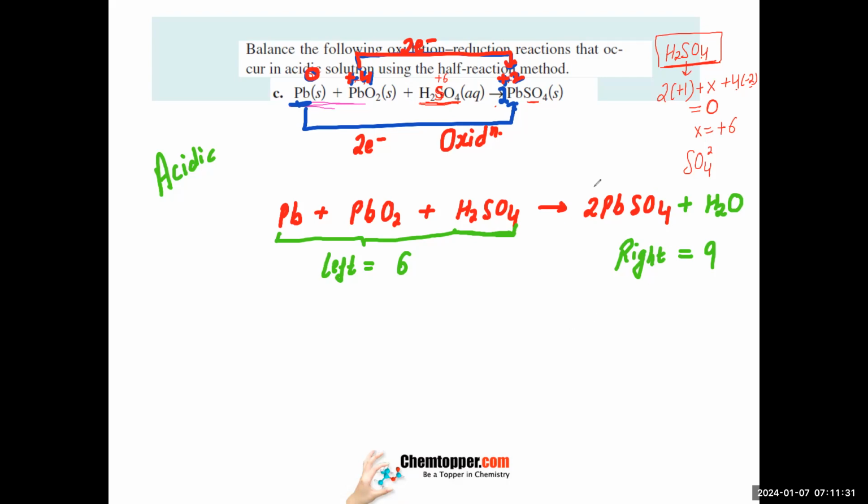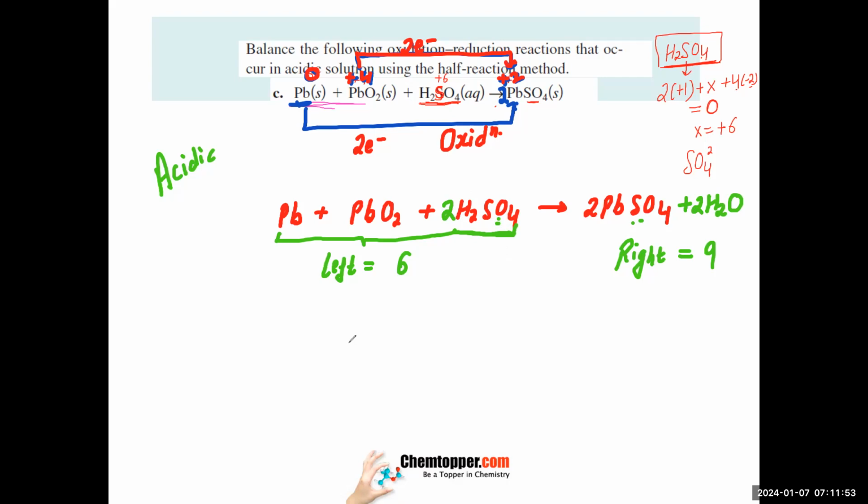Yes, we have to balance the sulfate also. Correct. Dhruv, thank you very much. This should be 2H2SO4. Then this should be 2H2O because sulfate has to be balanced. Sulfate is actually spectator ions here, but we need to balance them, right?